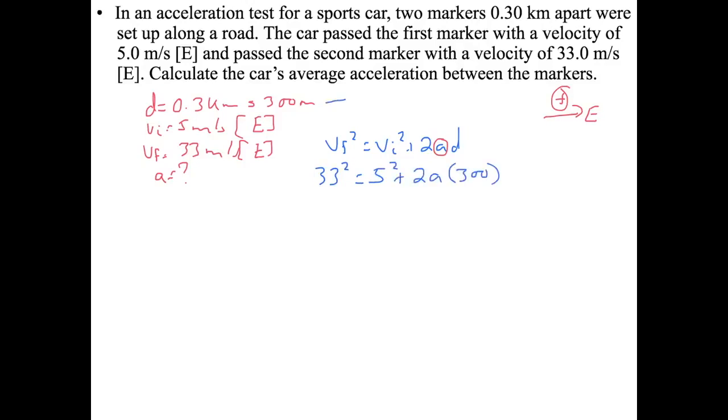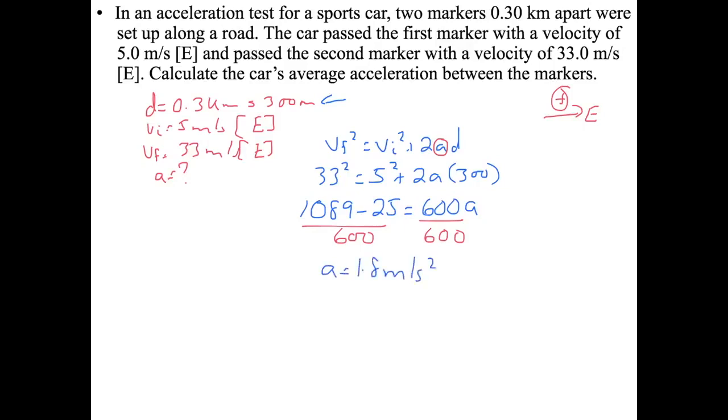So now you know why we changed to 300 meters, because all our dealings are in meters per second. When you do a little bit of math and a little rearranging, you end up with 1089 minus 25 equals 600A. We are then going to divide both sides by 600, and what we are going to end up with is A equals 1.8 meters per second squared east.